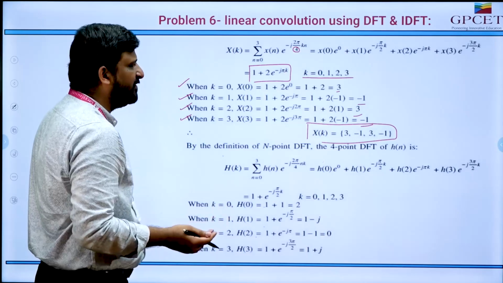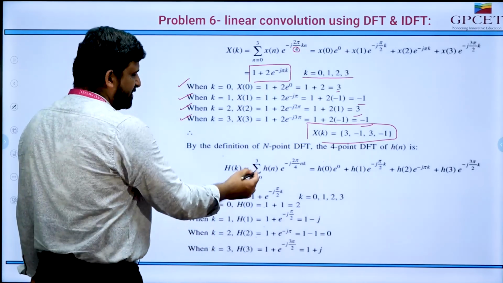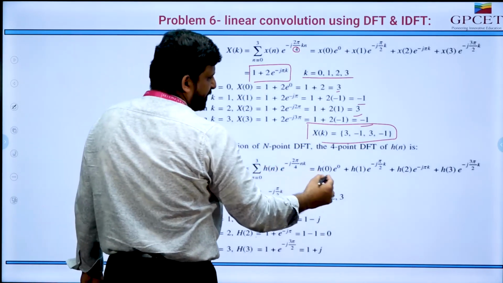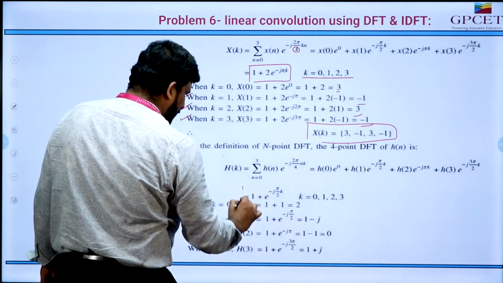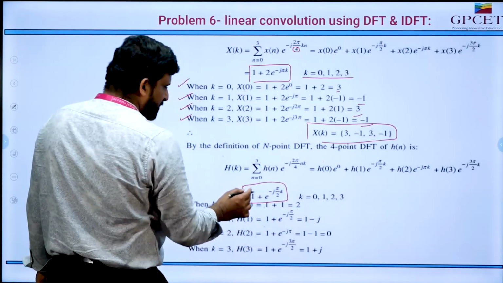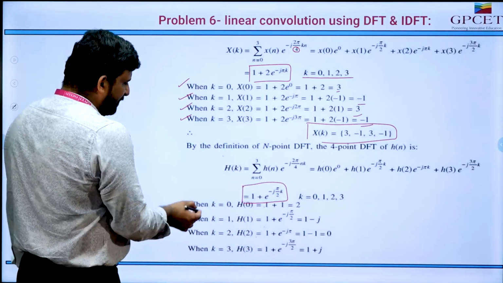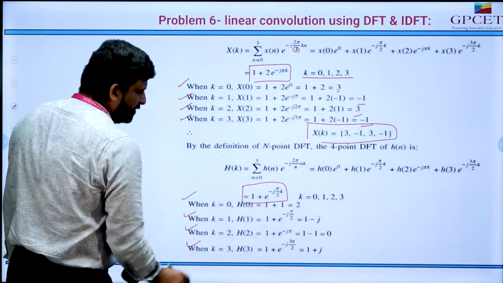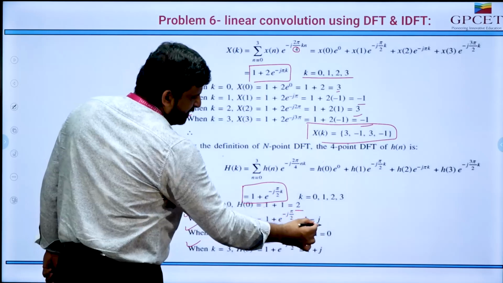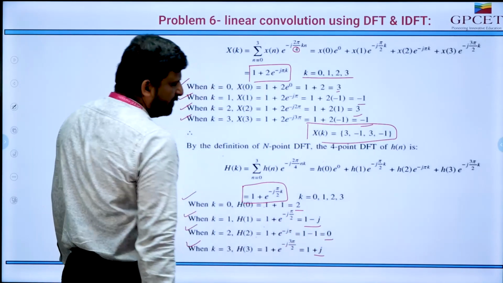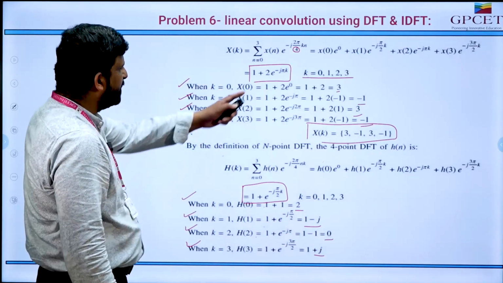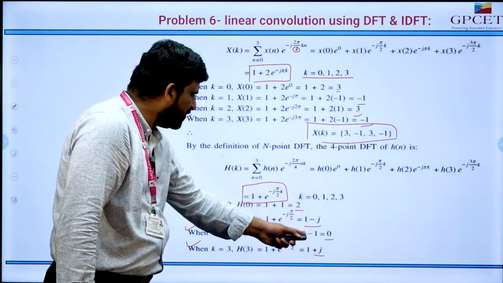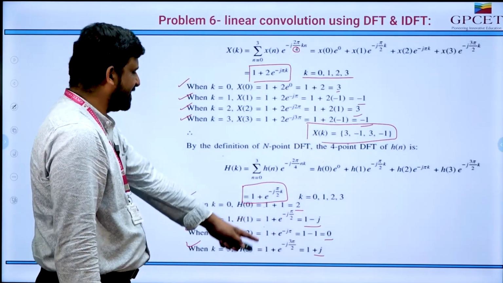Similarly, we need to do the same thing for the impulse response h of n. We need to expand the expression and finally we will get one equation for that h of n. So in this H of k, we need to substitute the values k is equal to 0, 1, 2 and 3. So finally we will get the values for all the 4 samples. So here you can see 4 X of k and 4 H of k values have been formed.